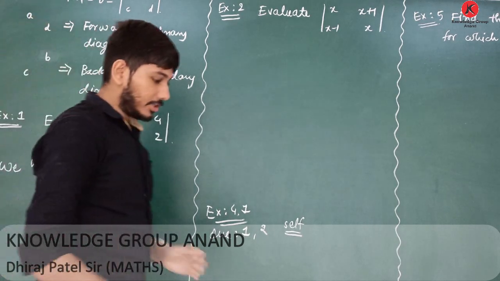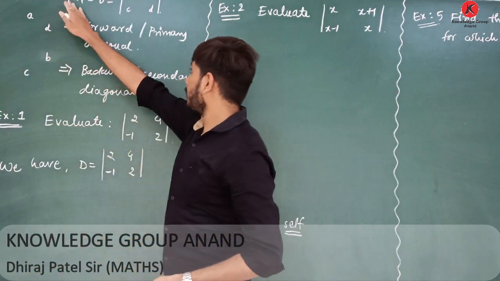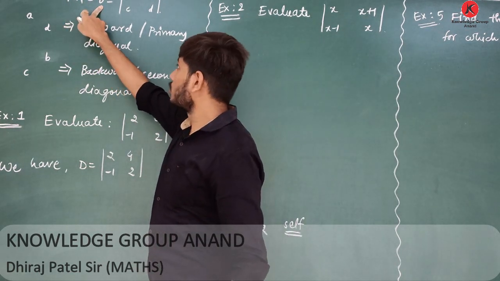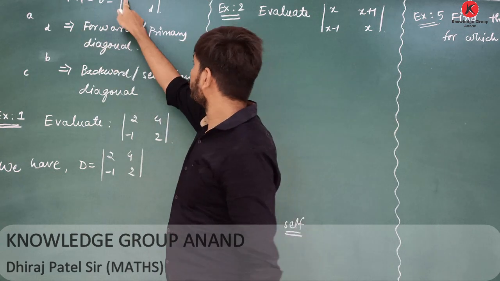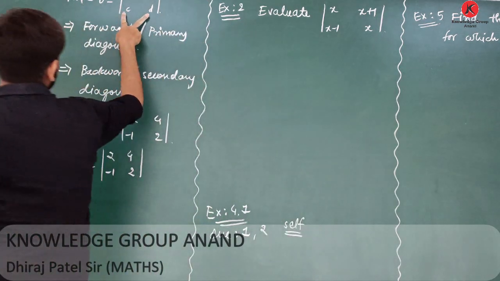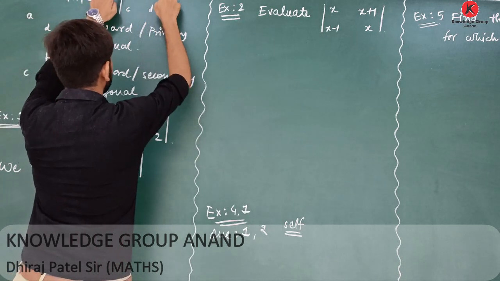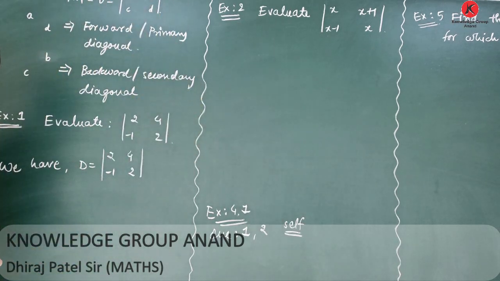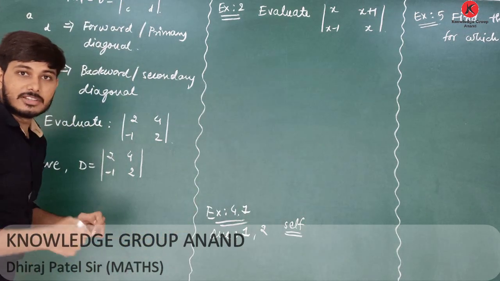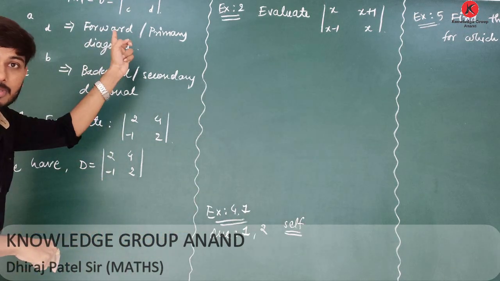Now see here, I am considering the determinant of A, which is also denoted as determinant of A, which is equal to D, also equal to | a b; c d |. Okay, this is our determinant. This is the symbol for representation of determinants. How can we evaluate this determinant? How can we obtain the number associated with this determinant?